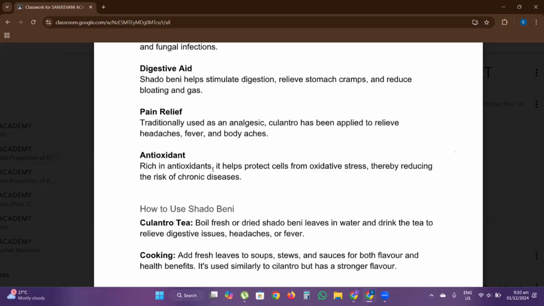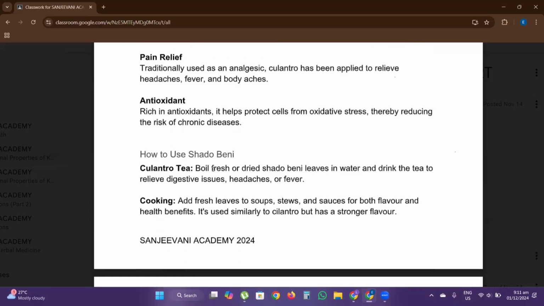Shado beni is also rich in antioxidants, which we talk about oxidative stress, where we have free radicals roaming within your body, and these radicals damage your tissue, which is known as oxidative stress. And when you have antioxidants, it's going to bind with these free radicals, remove the free radicals from your body, and it's going to reduce any damage on these tissues, and thus will reduce any risk of chronic diseases or reduce the amount of disease that you get in that tissue.